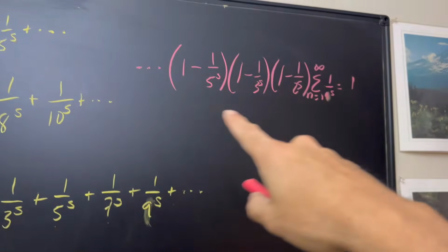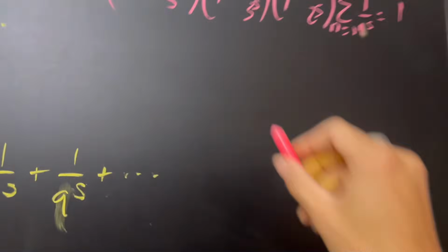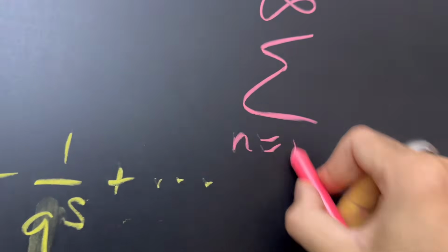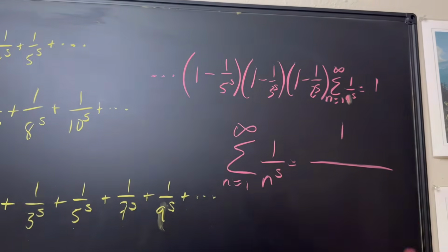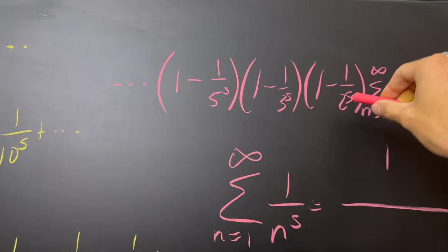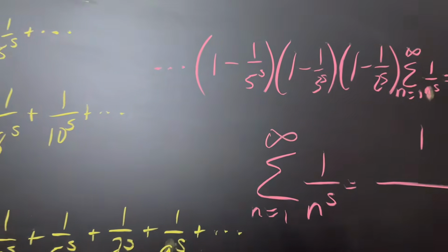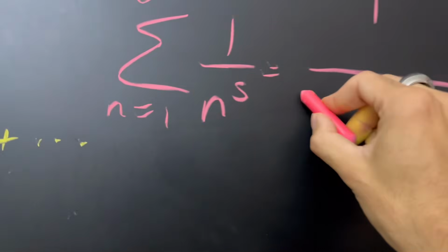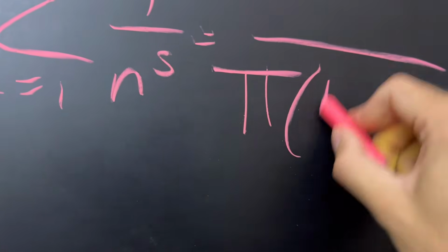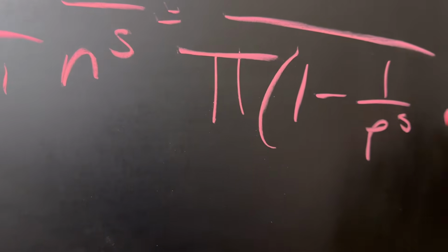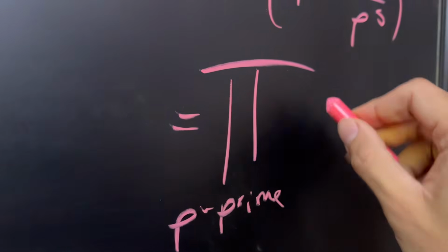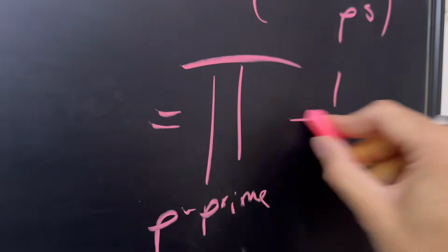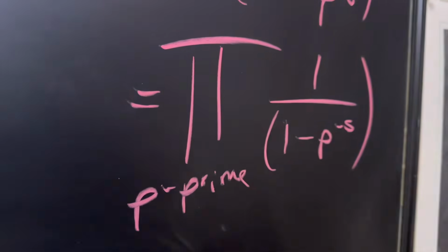And now what we're going to do is divide this entire thing to the other side. So that tells us that the harmonic series, the one that Euler was talking about, is equal to 1 over this entire product for every prime number. So you have 2 to the s, 3 to the s, 5 to the s, 7 to the s, and so forth. This will become this product, and we have 1 minus 1 over p to the s. And now we can simplify this. So this will become the product for all primes p of 1 over 1 minus p to the negative s, and we are done.